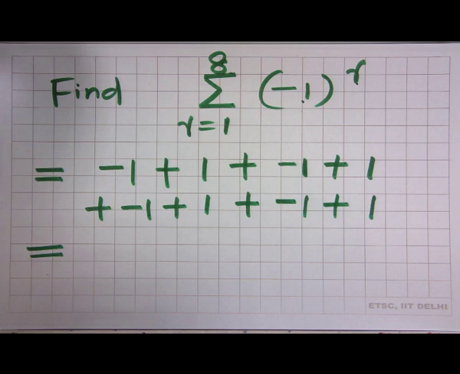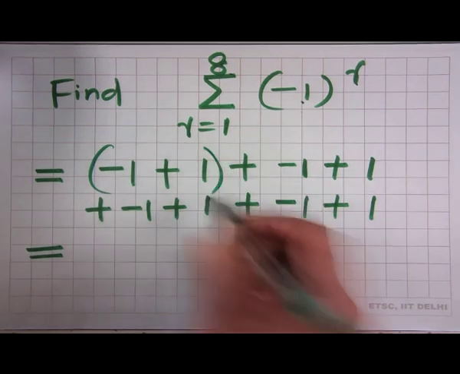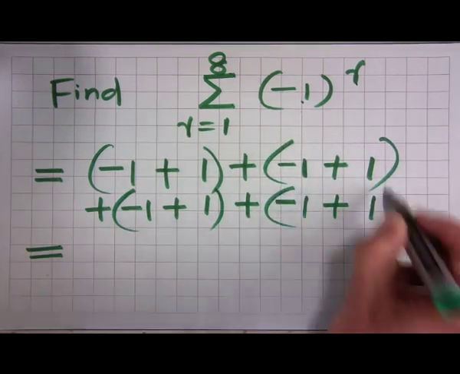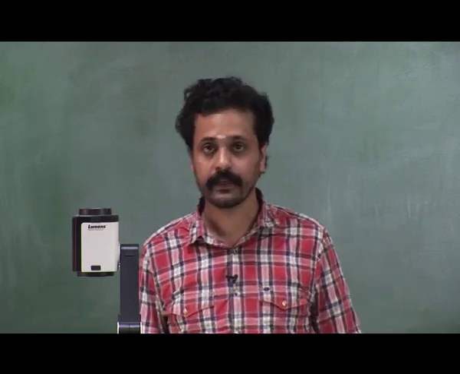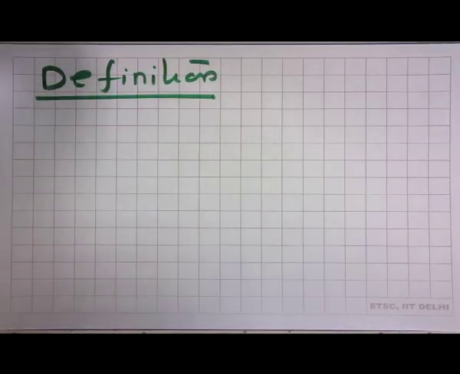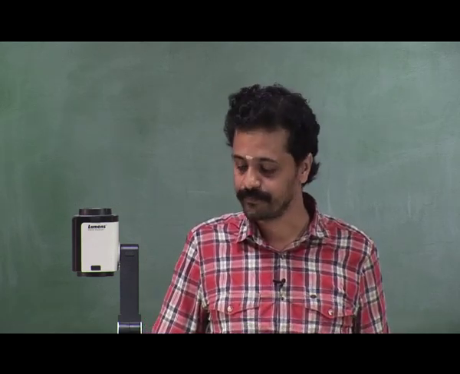Since we are dealing with a finite number of real numbers, this sum can be found in any order whichever is convenient for us. So, let us group in this manner. Finally, we get 0. Now, let us proceed with a definition. This definition is motivated by the examples that we have seen already and the remarks that we made.